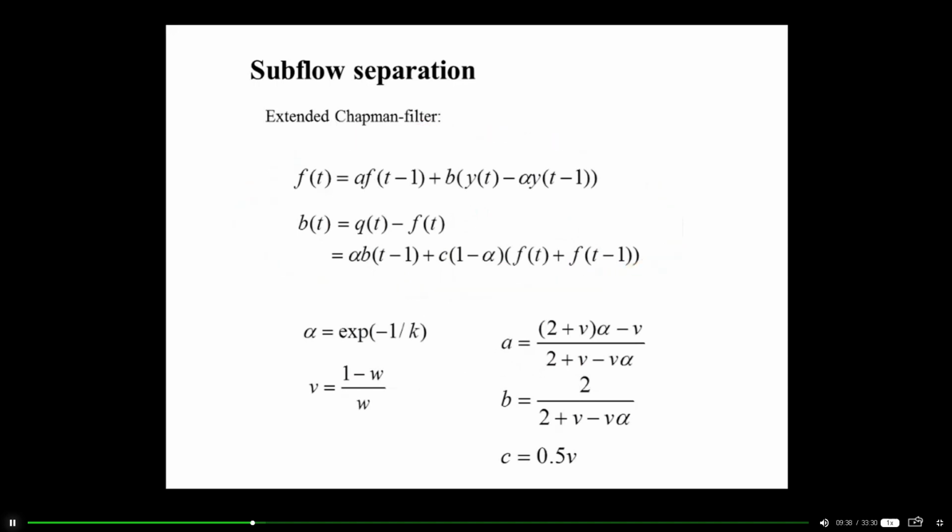If we want to separate a total flow series, yt, in its slow and quick components, the slow component bt, the quick component ft, we just apply those two equations. The equations, or the filter, has two parameters, K and W. K, the recession constant, and we take the recession constant equal to the recession constant of the slow flow component that we aim as output for the filter. And the second parameter, W, is representing the fraction of the total flow that belongs to the quick flow. 1 minus W is then the fraction that belongs to the slow flow. But the question is now, how can we estimate those two filter parameters K and W?